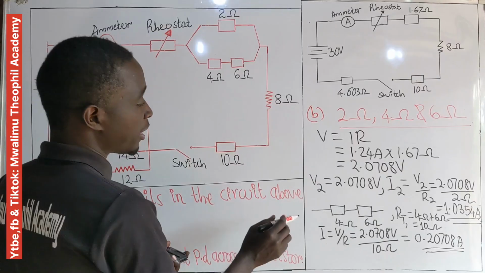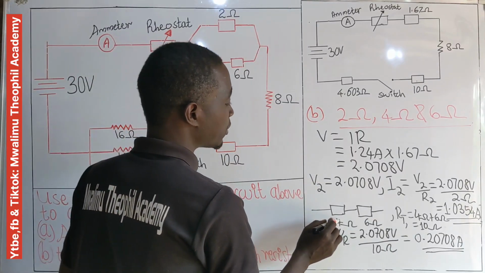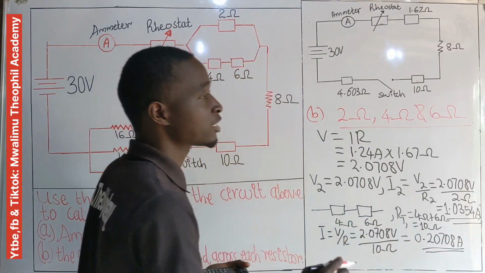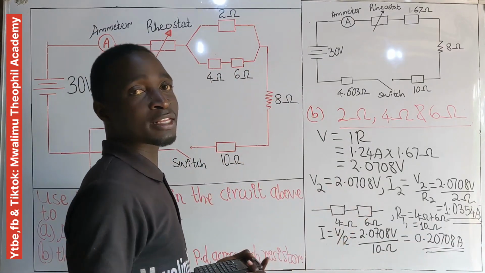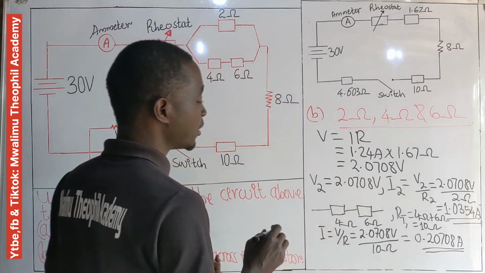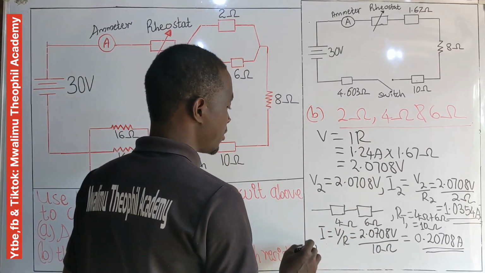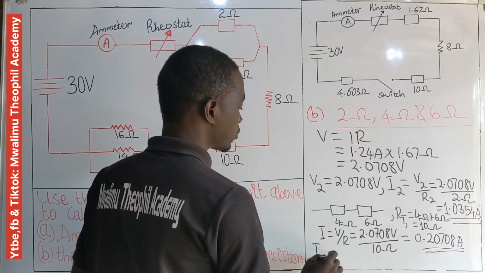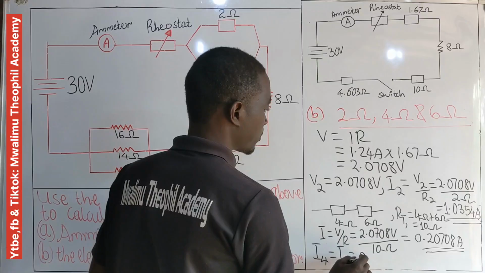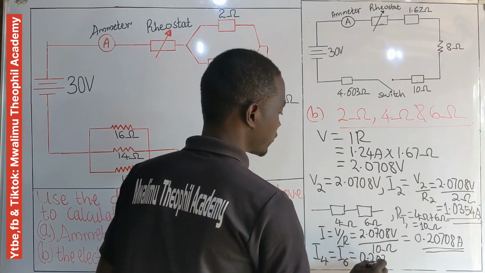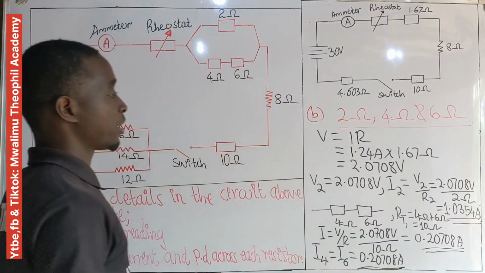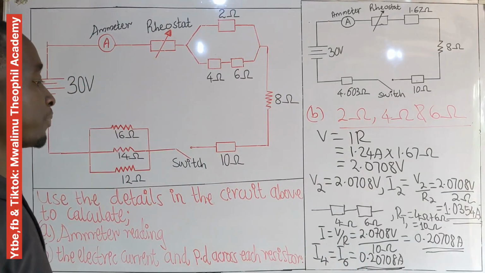So it means the electric current flowing through the 4 ohm resistor and 6 ohm resistor is 0.20708, as when the resistors are in series, they carry the same amount of current, equal to the total current in that series system. It means I4 is equal to I6 and is equal to 0.20708 ampere. So we are through with the current.